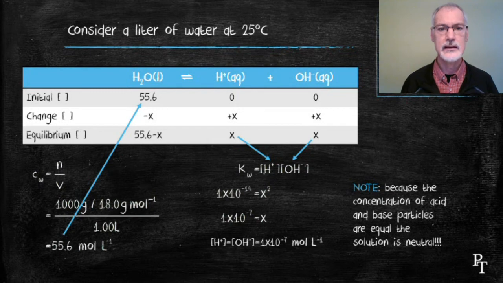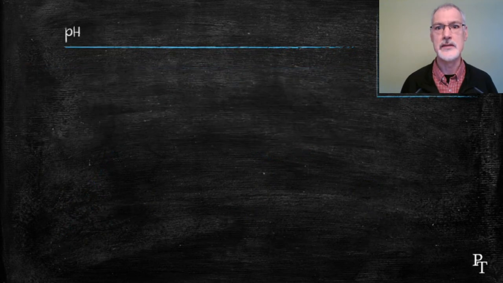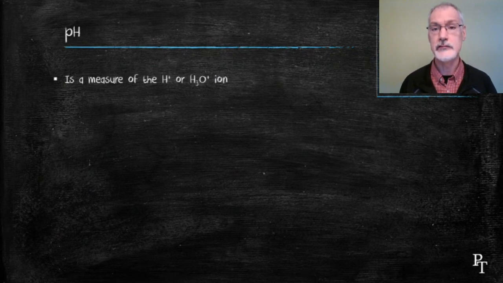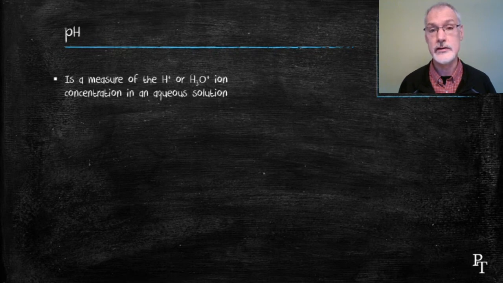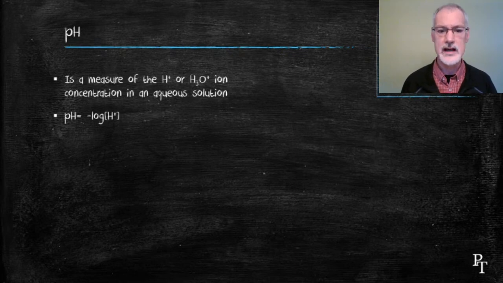Now let's take a look at what's meant by the pH. pH essentially focuses on one of these particles. It focuses on the acid particle, so you can view it as either the hydrogen ion or the hydronium ion. By definition, it's the negative log of the concentration of the acid particle. Let's look at how this works.